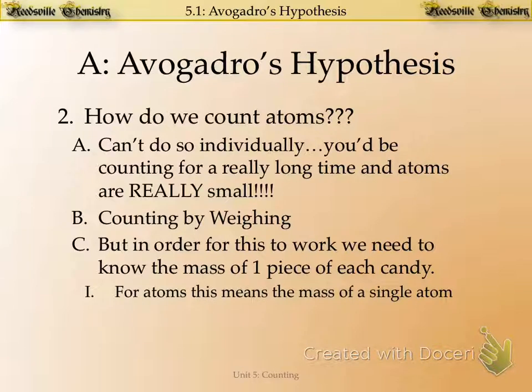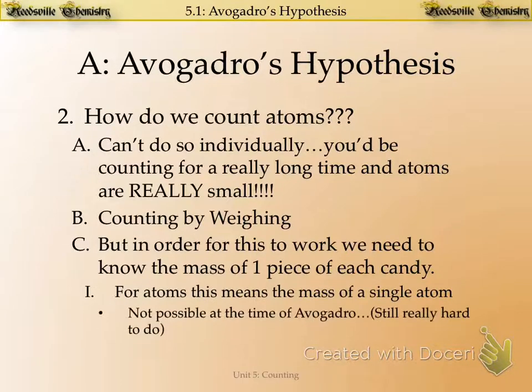For atoms, that means the mass of a single atom, and we don't have the expertise to do that. So it's not possible at the time of Avogadro. It's still really hard to do today. So this is where he had to start thinking, okay, I need to know the total numbers of atoms that I'm reacting together, but I can't count them. So what am I going to do?